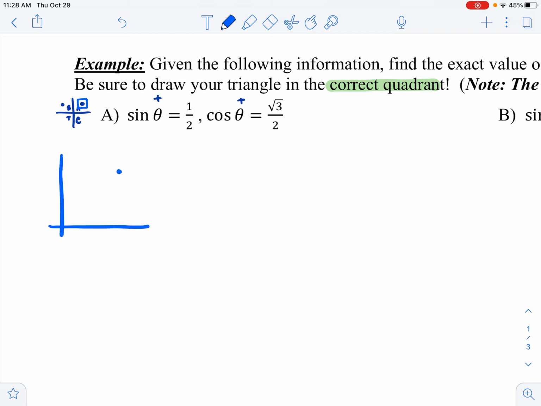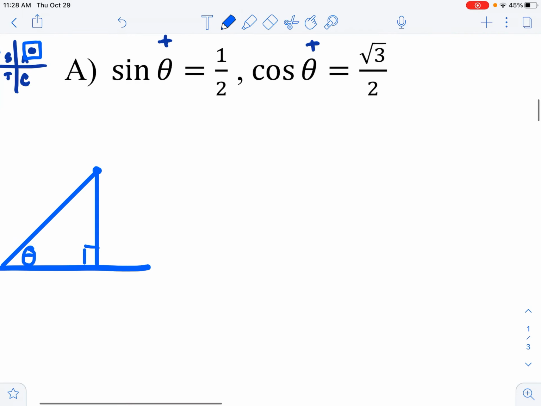So I'm going to draw my first quadrant. I'm going to put a point somewhere in that. I'm going to connect that point to the origin. I'm going to connect that point to the x-axis with a vertical line, and then make my right angle. Theta is created by the x-axis and the terminal side. All right, now I'm going to label my triangle.